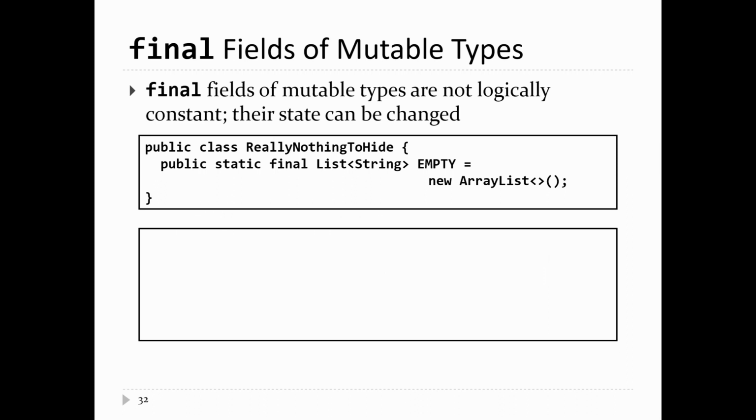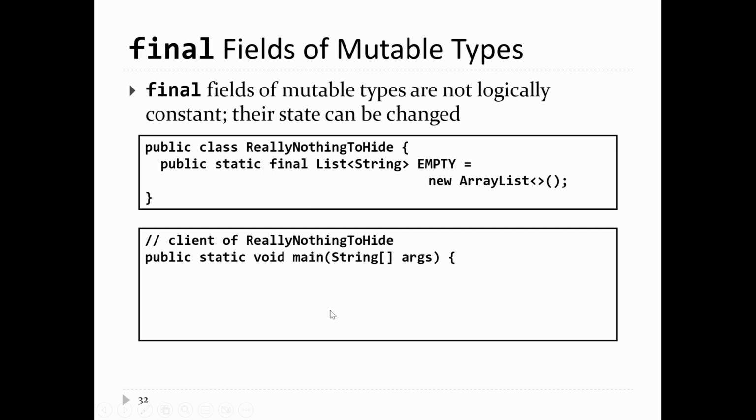If you have a reference type field that's mutable, it's not constant. So here's my class, really nothing to hide. Here I've got a list, and it's called empty to indicate that this is the empty list. Surprisingly, this is sometimes useful, although you shouldn't do it this way. Whoever created this class is saying, hey, look, this field called empty is an empty list. If you ever need an empty list, use this list.